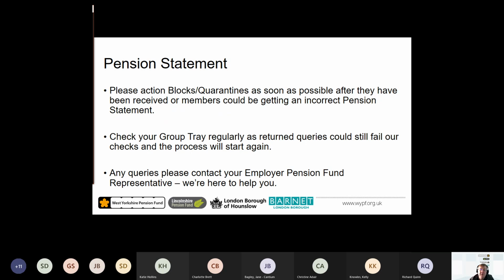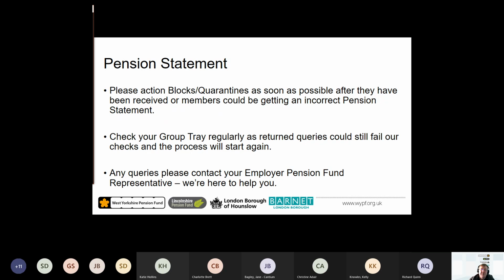If you do have any queries about the block and quarantines process, please do contact your employer pension fund representative. We are here to help and we will do what we can to assist. But if you contact us on the 8th of August and say you've got 75 quarantines, we may be a bit limited in what we can do in such a short time frame. So please don't leave this till the last minute. Please action the block and quarantines as soon as we contact you about them. Because sometimes it's not a case of you just answering the one question. It sometimes has follow-on queries.